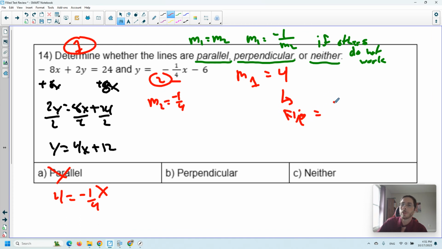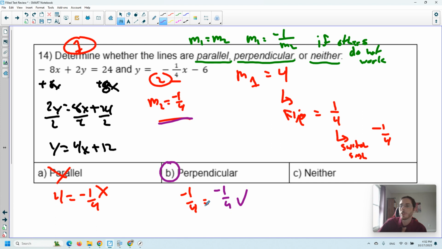So if I take the reciprocal, 4 becomes 1 over 4. Because remember, if there's just a number by itself, that's 4 over 1. So we flip it to 1 over 4. And then we switch the sign. So 1/4 becomes negative 1/4. So since I've done all those operations, we're checking is negative 1/4 equal to m2. I guess I'll put that one in purple. Equal to negative 1/4. Yes, it is. So I would pick perpendicular. Since I've picked one of the two, I don't pick neither. We'll make this one a purple negative 1/4.